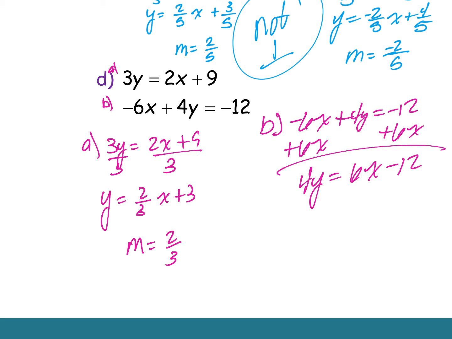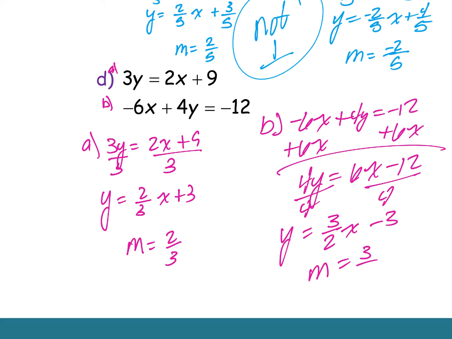6x minus 12, divide by 4. Y is going to be, I'm guessing that's 3/2 x minus 3. So my slope is 3/2. Are they reciprocals? No. They are reciprocals, but they're not negatives. So this is not perpendicular.